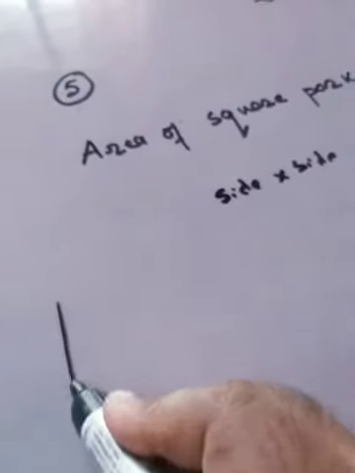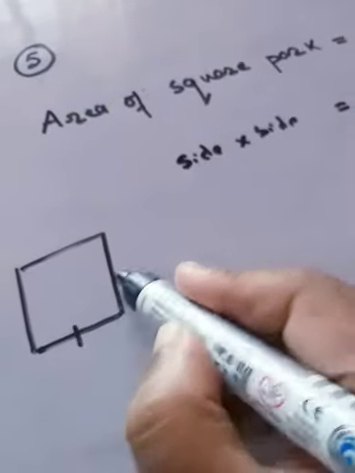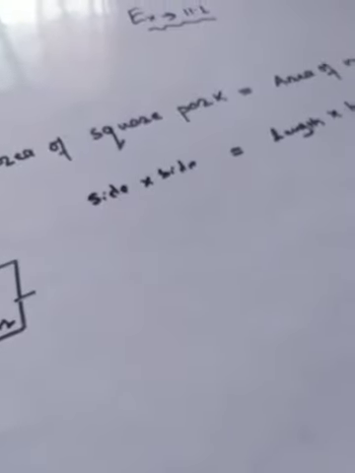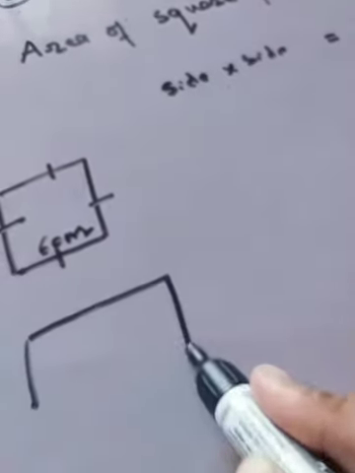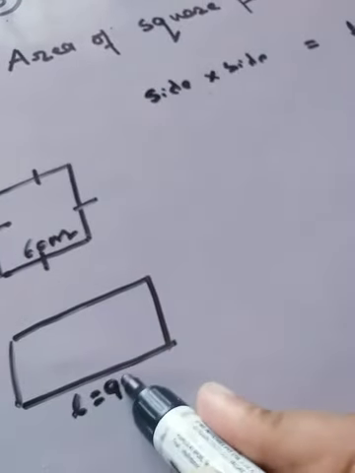Now let's move on to the next sentence. If the side of the square park is 60 meter, that means the side of the square park is given. As we know, all the sides of a square are equal to each other. So the square park is given 60 meter, so all the sides will be 60, 60, 60 and 60. And the length of the rectangular park is given 90 meter.